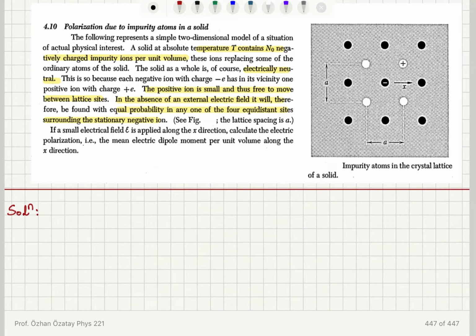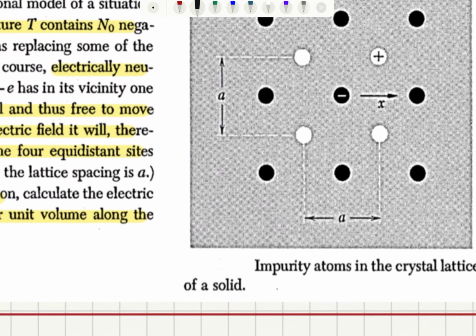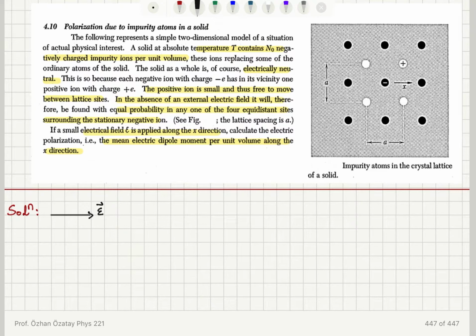If a small electric field epsilon is applied along the x direction, calculate the electric polarization, i.e. the mean electric dipole moment per unit volume along the x direction. Okay, so in the problem we're applying an electric field in the positive x direction. So this is the direction of the electric field. As you can see, x is shown here as pointing to the right.